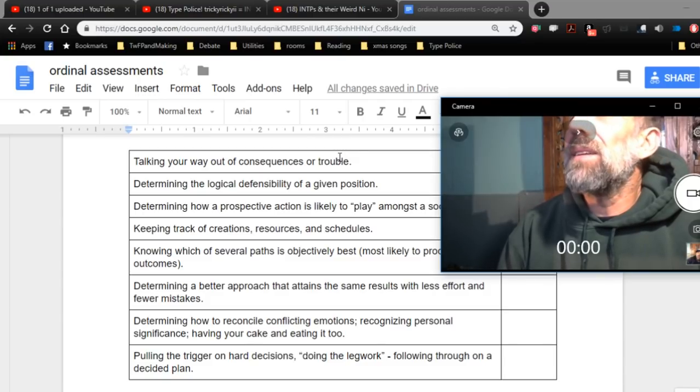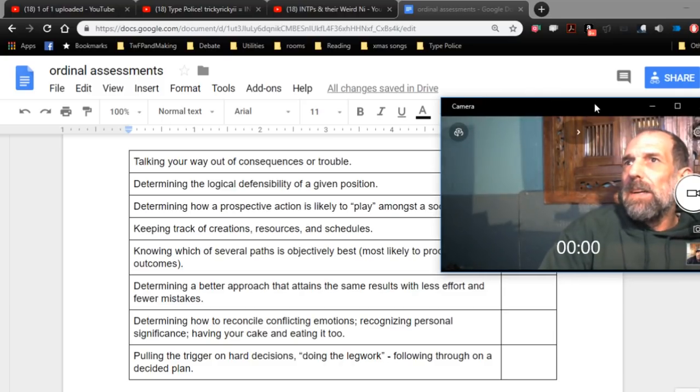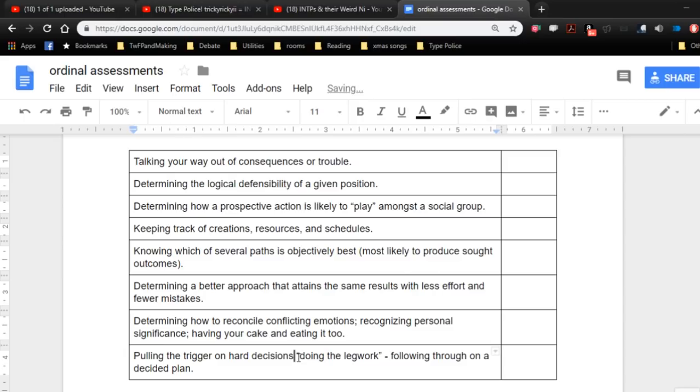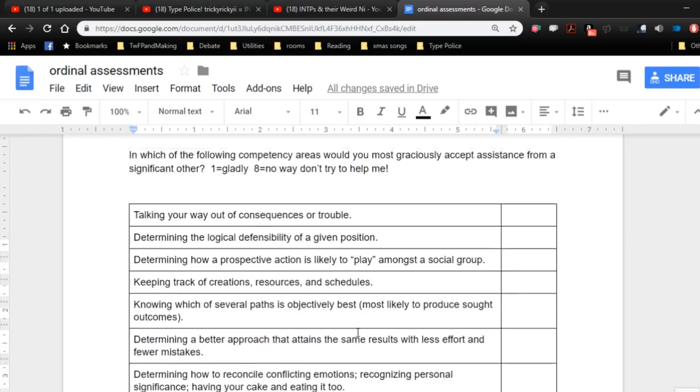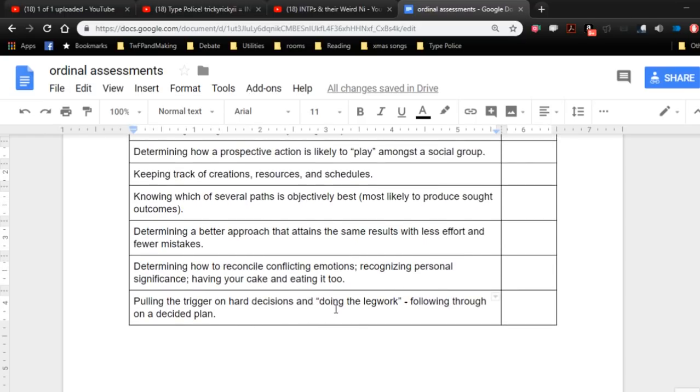Pulling the trigger on hard decisions. Eighth slot function, you're going to be very balanced in it. You'll work together with the other person in the eighth slot function probably, when appropriate, do it yourself when appropriate, and not worry about it the rest of the time. You may or may not feel happy about always accepting help here, and you might say, well, these are two different things: pulling the trigger on hard decisions and doing the legwork, following through on the decided plan. But the thing is, they're both aspects of SE.